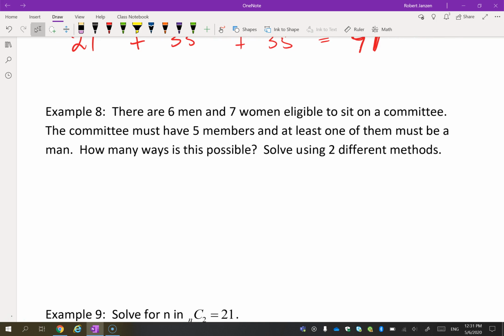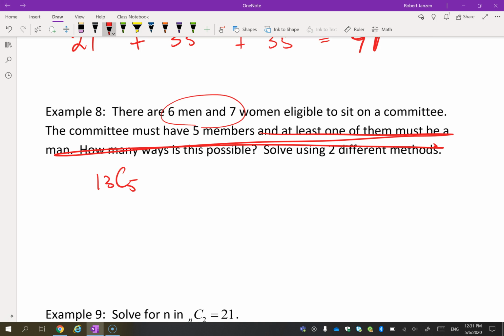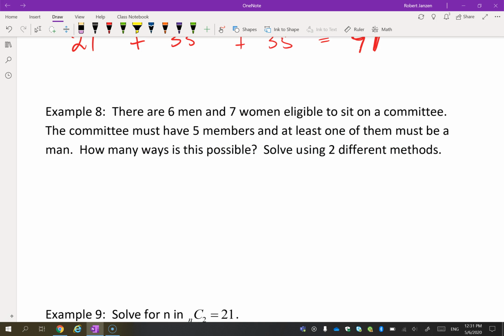There are 6 men and 7 women eligible to sit on a committee. They must have 5 members. Okay, so we're going to choose 5. If there were no conditions after this, so if we had nothing else happening, it would be 13 choose 5. Right? There's 13 people and we're choosing 5. Okay? But it is not saying that. It says at least one of them must be a man. At least one of the 5 has to be a man.